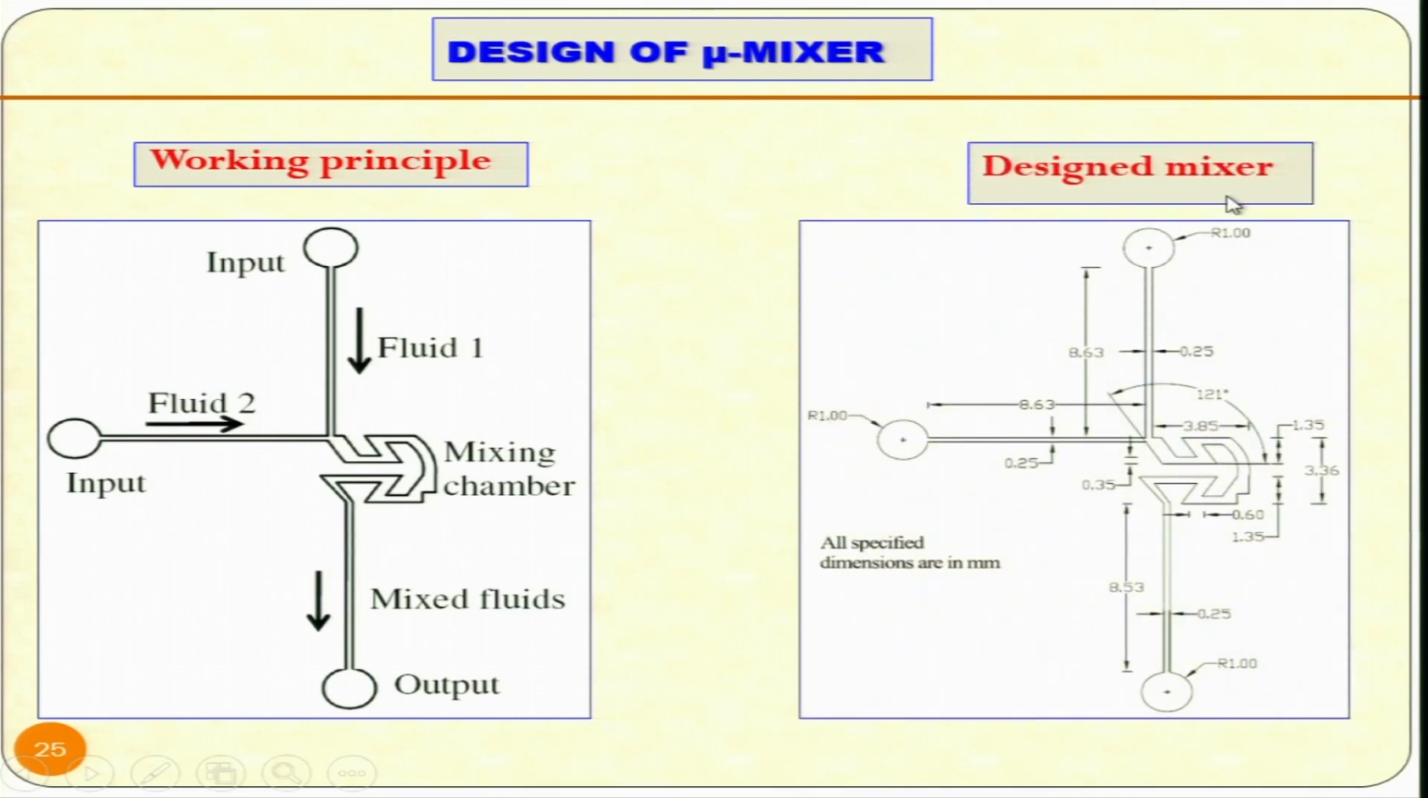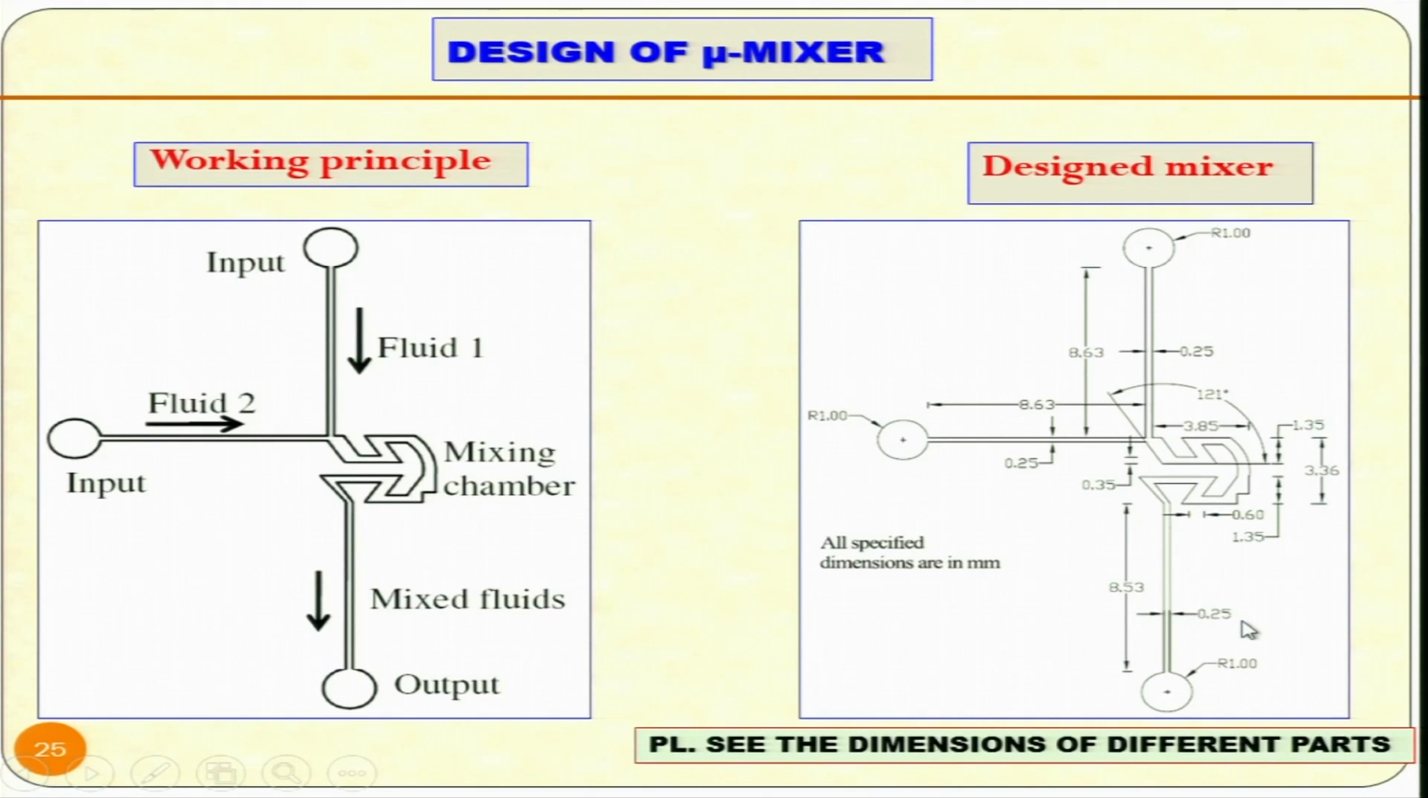So this is the designed mixer. These are the different dimensions of the mixer. Now you can see this is 250 micron, this is 1000 micron and so on. Different dimensions are given over here. These are the length in millimeter and this is the width.